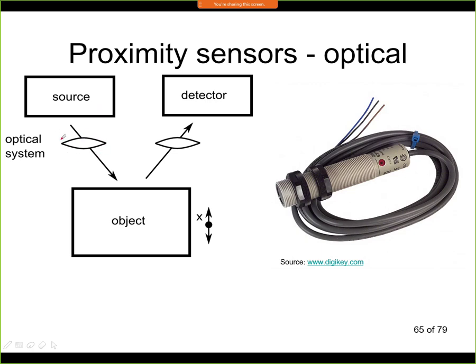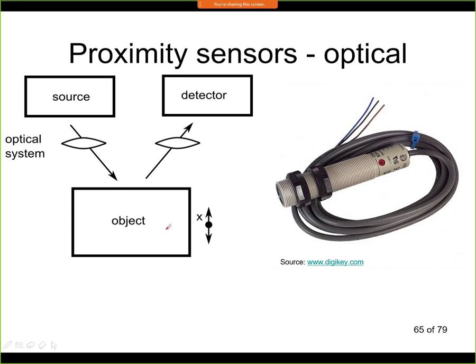Then we need an optical system, also a lens and a filter, and we project the beam of light on our object. This object will reflect the beam of light back to the sensor, again through a lens and to a detector. The detector can be a photodiode, it can be a phototransistor, it could even be a photoresistor. This actually depends on the speed that we require from the sensor, but typically it's a phototransistor. And if we have a reflection, then this means that the object is there.